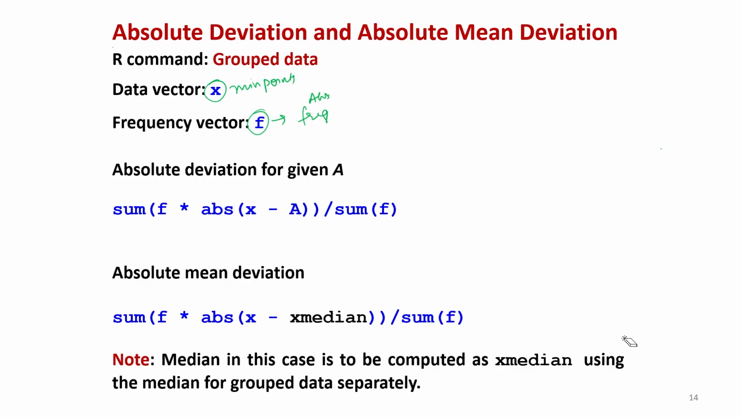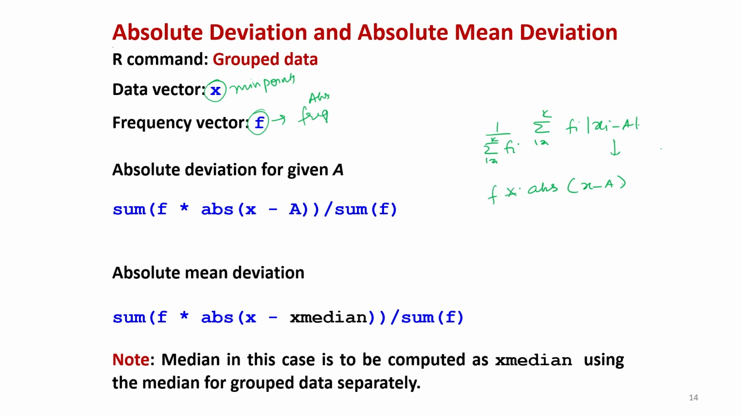Now, in case you try to see what the definition is: 1 upon summation of fi, i goes from 1 to k, and then summation i goes from 1 to k, fi times the absolute value of xi minus a. So this xi minus a can be written here as x minus a. Then you find its absolute value, so I can use the function abs here.